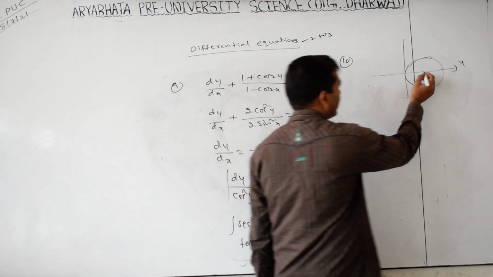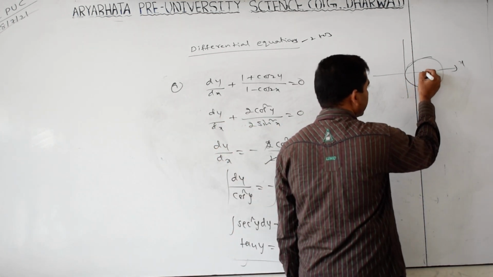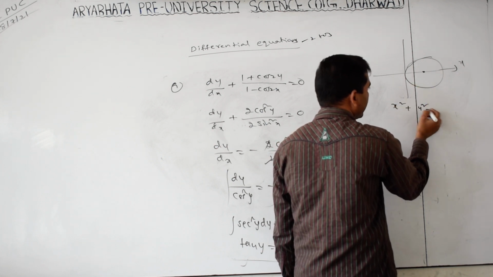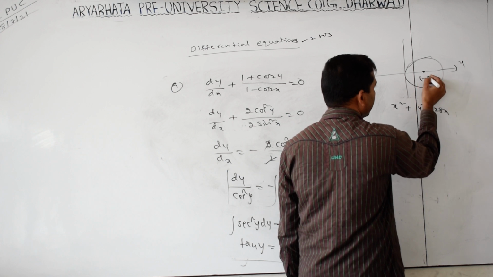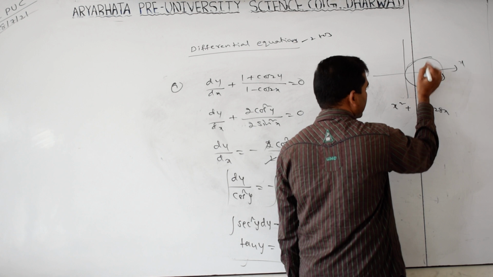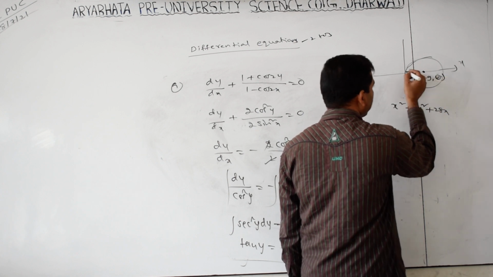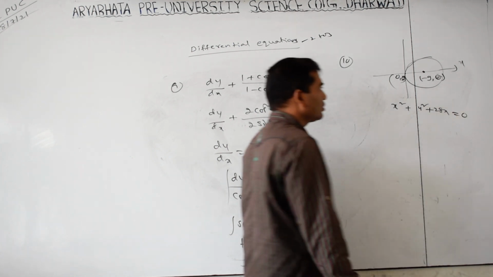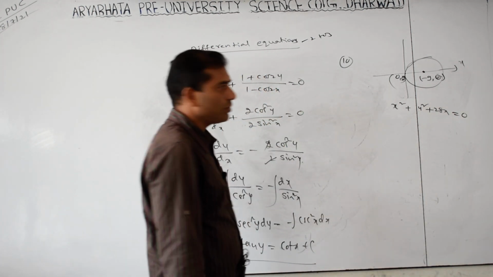Even though, I will tell here: if the center lies on the x-axis, the equation of the circle is x squared plus y squared plus 2gx, where the center is minus g comma minus f. F is 0 because the center lies on the x-axis. And it is passing through origin, therefore the constant is also 0. This is x square plus y square plus 2gx equal to 0.